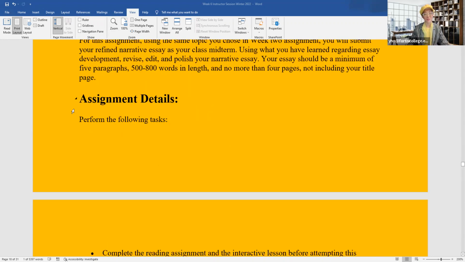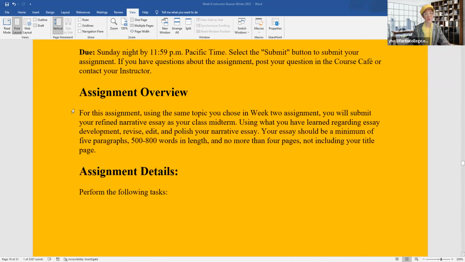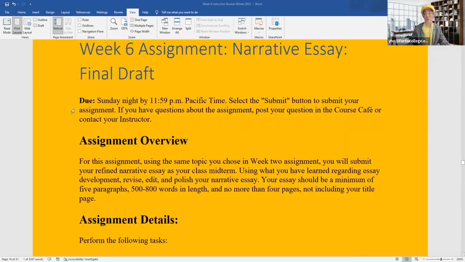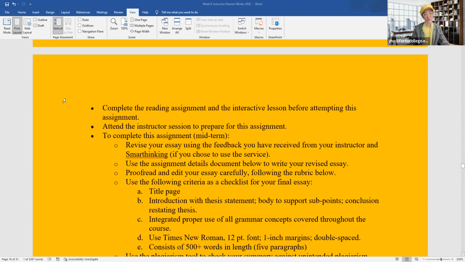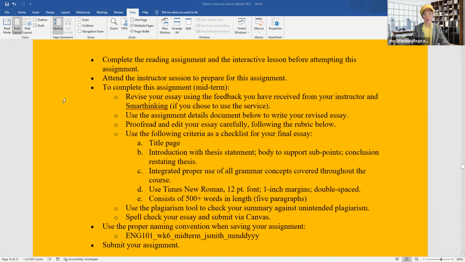And just about everybody has done a really good job with their week 6. This week is week 6. All you have to do is hand in your week 6 assignment, which counts as your midterm. And your week 12 final draft will count as your final exam. That pretty much sums up, here are the instructions for your week 6 midterm.